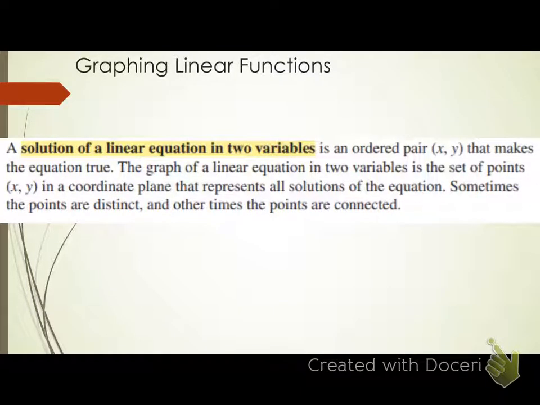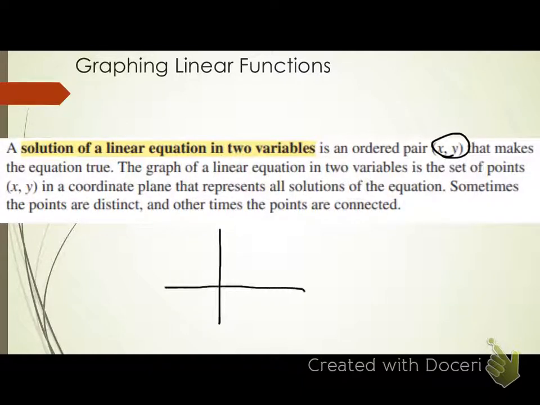So let's talk about graphing linear functions. A solution of a linear equation in 2 variables is an ordered pair. We've all dealt with ordered pairs before. That makes the equation true. The graph of a linear equation in 2 variables is the set of points, or ordered pairs, in a coordinate plane that represents all solutions of the equation. Sometimes the points are distinct, other times the points are connected.